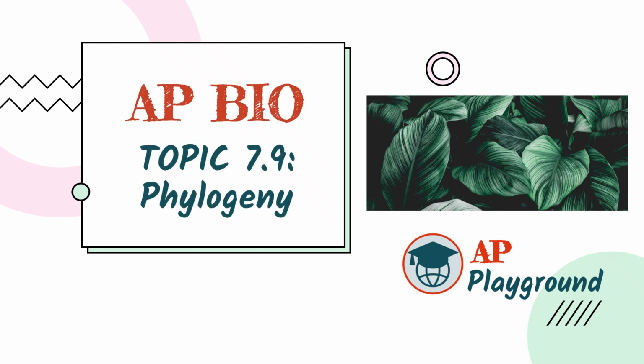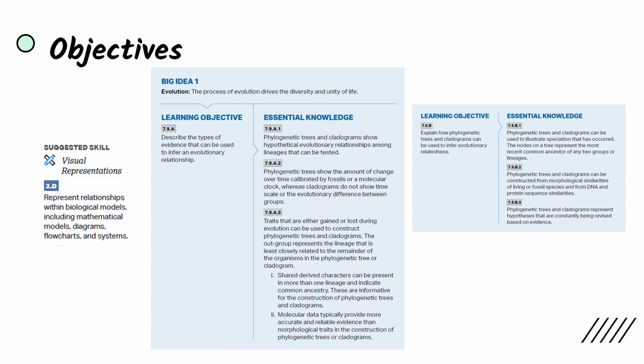Today, we're covering topic 7.9, phylogeny. So objectives today are to describe the types of evidence that can be used to infer an evolutionary relationship. So how did species evolve chronologically or in relation to one another? And we'll be looking at phylogenetic trees and cladograms. And our suggested skill is visual representations: represent relationships within biological models, including mathematical models, diagrams, flowcharts, and systems.